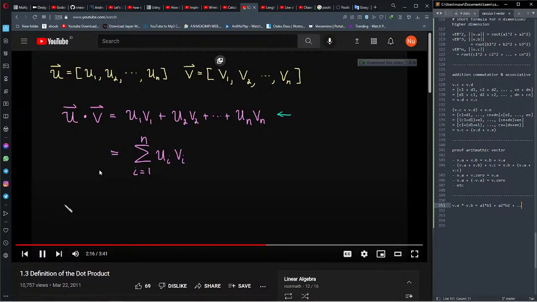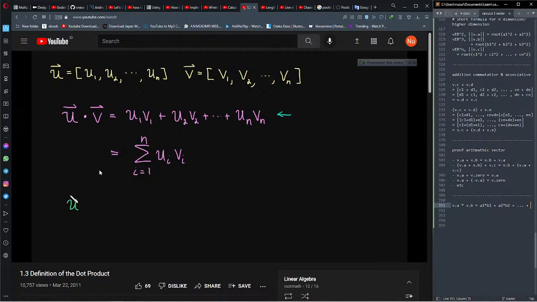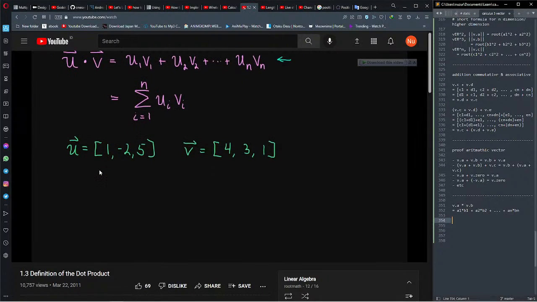So if we have u equal to 1, -2, and 5, and v equal to 4, 3, and 1, what is this dot product?